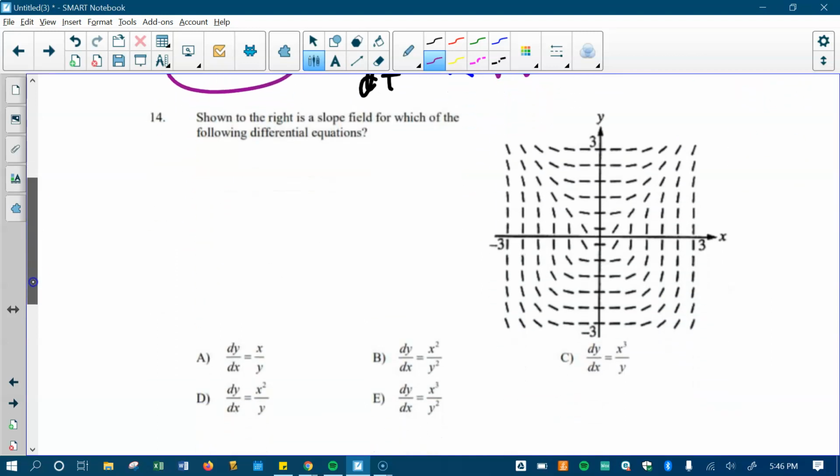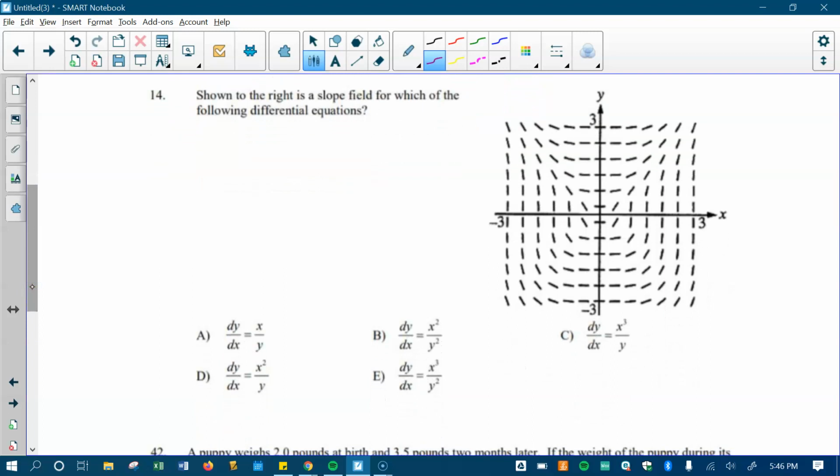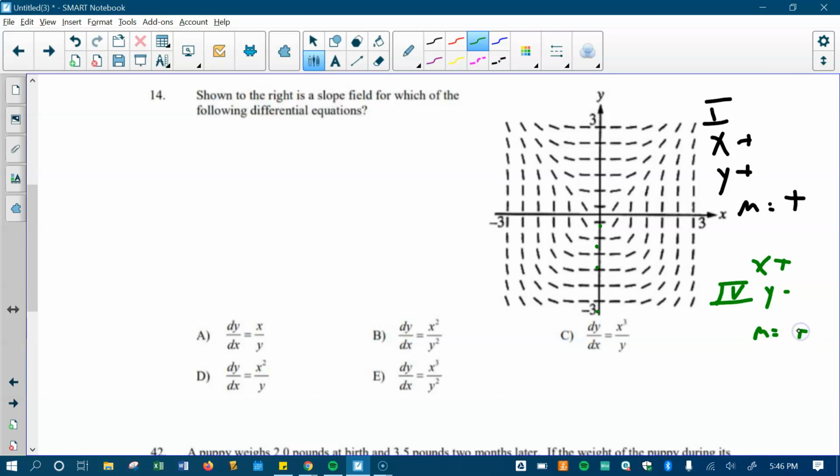For 14, shown to the right, which of the following differential equations is the slope field given? So the way I solve these problems, I usually look at the signs. I look at the signs in quadrant 1, x is positive, y is positive, and the slopes all look positive. In quadrant 4, I'm going counterclockwise. In quadrant 4, x is positive, y is negative always, but the slope is still positive for some reason.